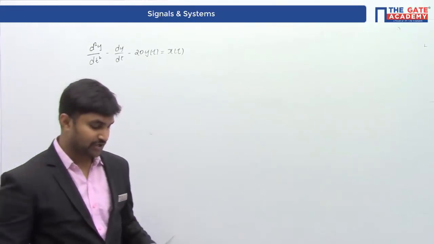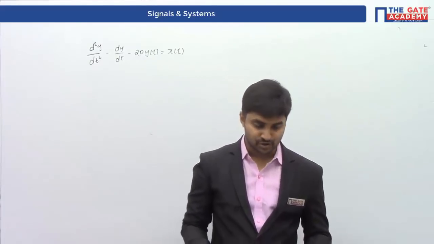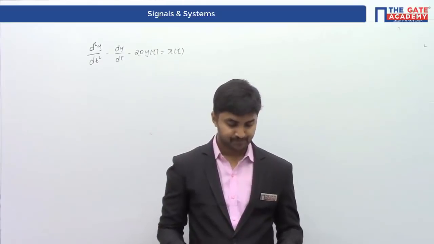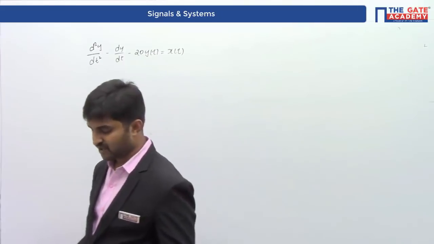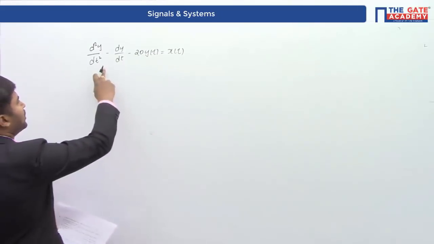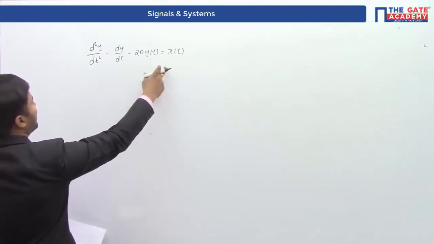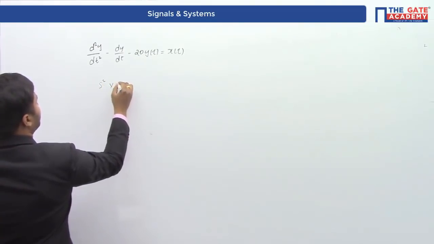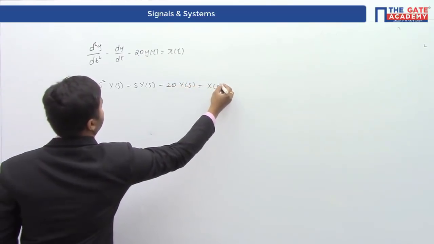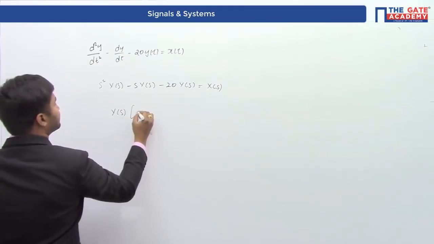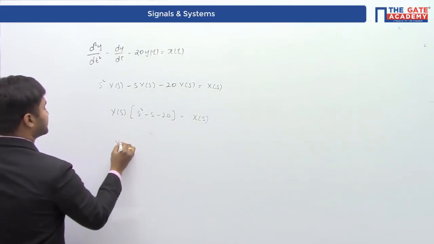Let us first of all focus on the first part of the question. Considering the system to be stable and non-causal, the impulse response of the system is. So d square y by dt square minus dy by dt minus 20y of t is equal to x of t. If I apply the Laplace transform on both sides, s square Y of s minus s Y of s minus 20 Y of s is equal to X of s. So taking Y of s as common, s square minus s minus 20 into Y of s is equal to X of s.